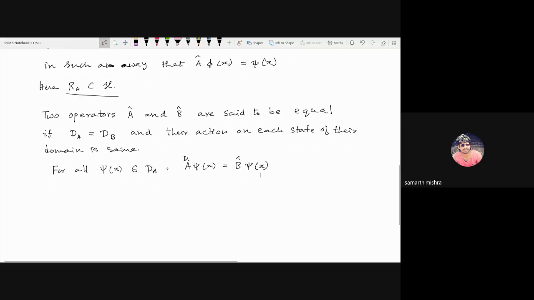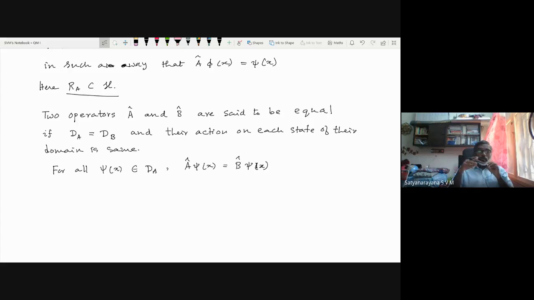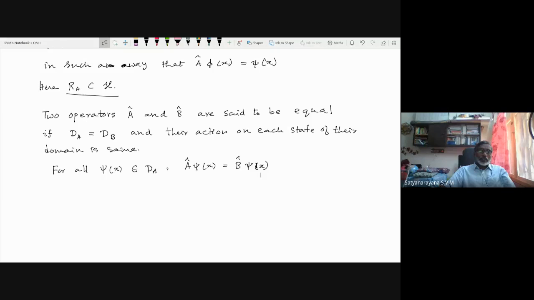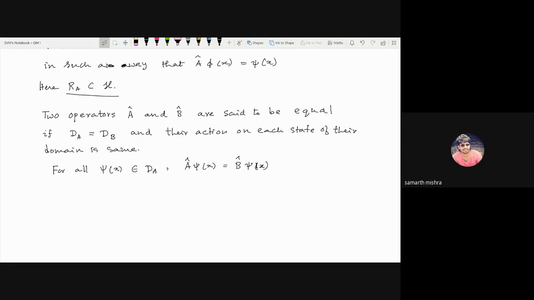Excuse me, sir. Here, do we take it that their range will also be the same because the domain is the same? No, the range need not be the same. But if the range is not the same, then how can we say that the operators are equal? Because these operators are acting on a particular wave function and then they are producing a different result.